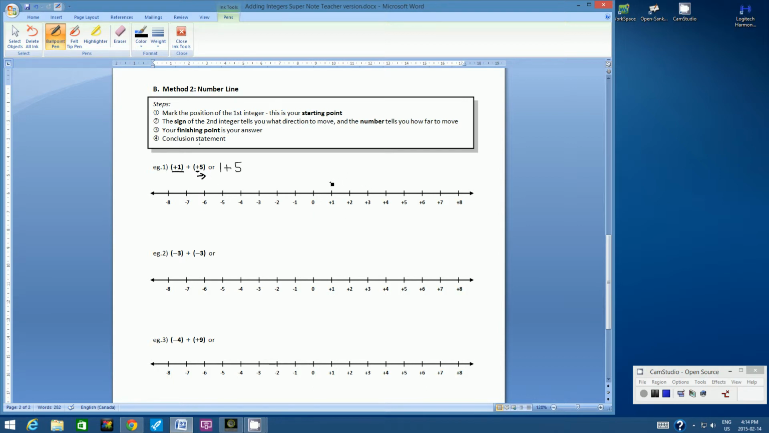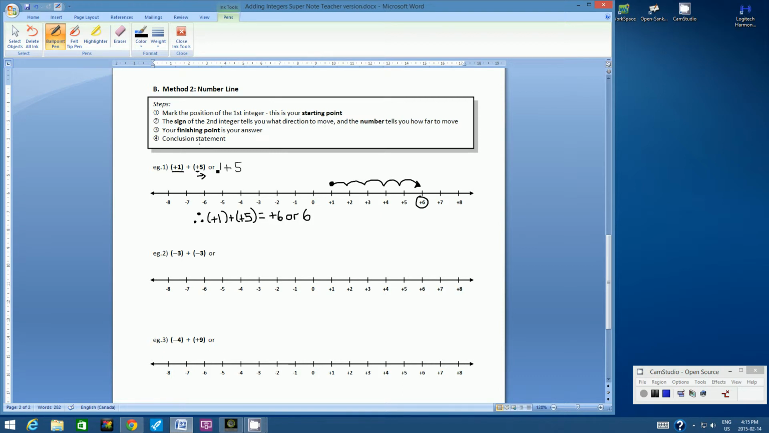Let's count this out. Remember, our first starting point is not a step. So we go 1, 2, 3, 4, 5, and I'll put a big arrow right there. Step 3, your finishing point is your answer. What I like to do is circle the answer right here. And then finally, a conclusion statement. How easy is that? So therefore, positive 1 plus positive 5 equals, and then we look over here, positive 6, or 6.